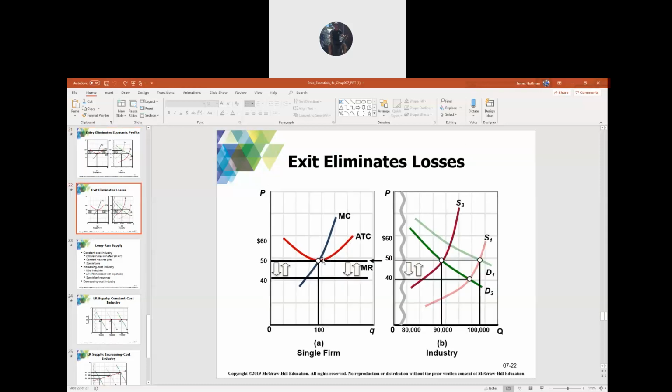All right, so in the short run, you can take losses, but in the long run, we're back to that break-even point where price just equals the minimum point of that average total cost curve. Right? Anywhere above that, you'd make a profit. Anywhere below that, you'd minimize losses. And if the price gets too low, you shut down.